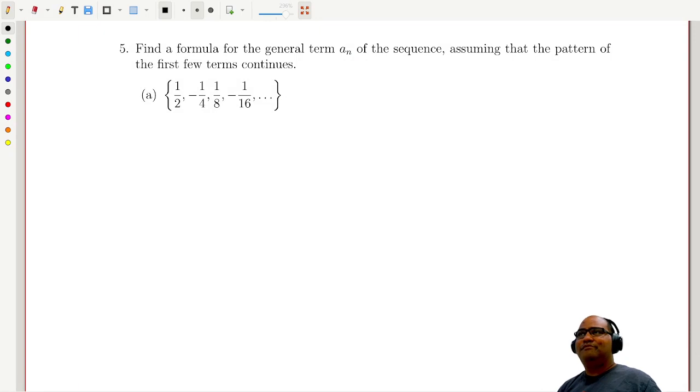I have a sequence here. 1/2, minus 1/4, an eighth, minus a 16th. You can probably guess what the next term is. Yeah, that's right, 1/32. And what about after that? Minus 1/64. So our goal here is to find a closed form rule for the general term an of the sequence, assuming this pattern continues.